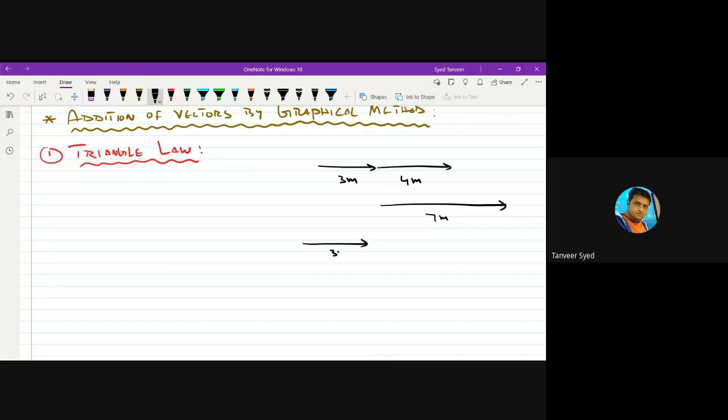But if this is 3-meter and this is 4-meter in different directions, you cannot say that it is 7-meter. 3-meter is in a different direction, 4-meter is in a different direction. In such situations, we can apply the triangle law.